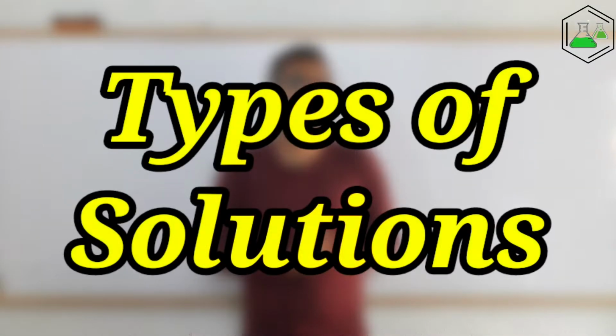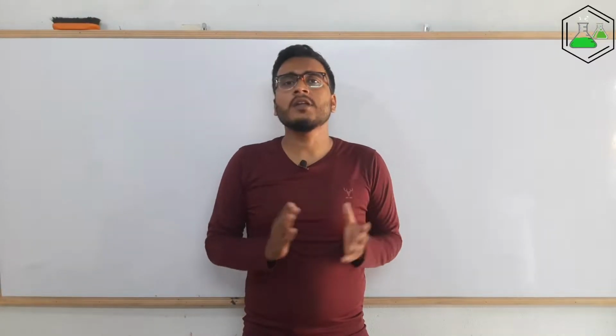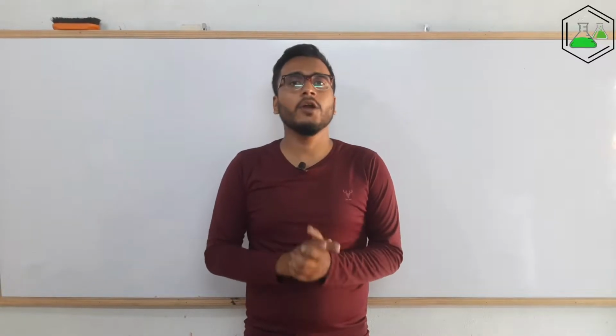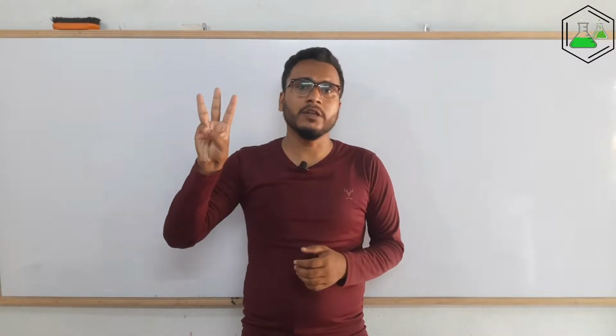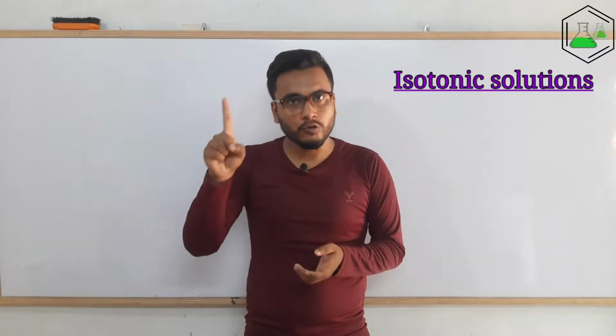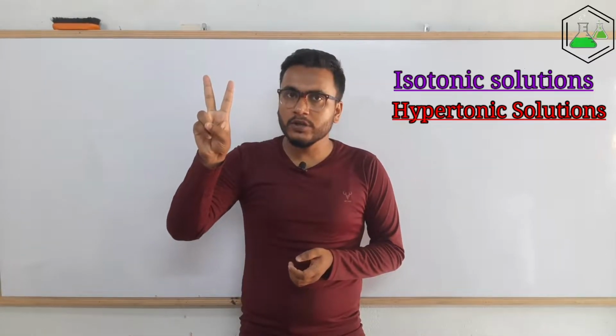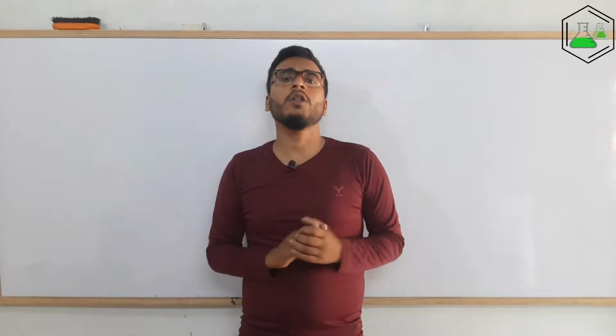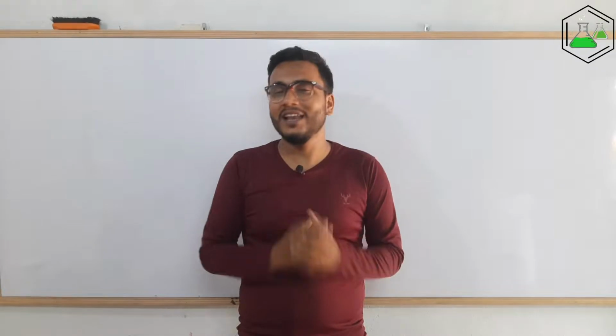In this video, we are going to understand about the different solutions in colligative properties. We know that solutions are homogeneous mixtures and there are different ways to classify a solution. In colligative properties, there are three types of solutions that we need to know about. They are isotonic solutions, hypertonic solutions and hypotonic solutions. In this video, we are going to understand all three of them one by one. So let's start.